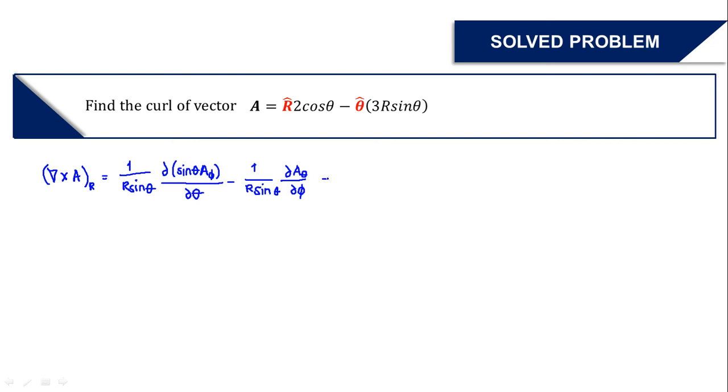So, substitute naman natin 'yung mga values na 'yan. So, paano na? 1 over r sine of theta times the partial derivative with respect to phi ng, oops, wala tayong component sa phi. Napakaswerte talaga natin, kaya 0 lang 'yan. Minus 1 over r sine ng theta times the partial derivative with respect to phi ng ito, laman nito. 'Di ba?